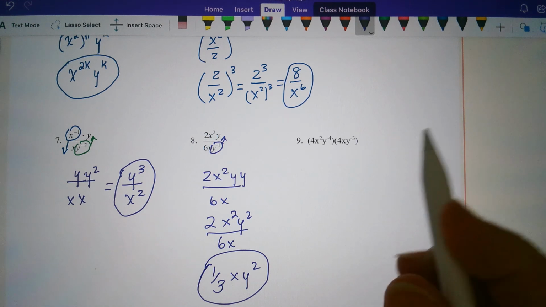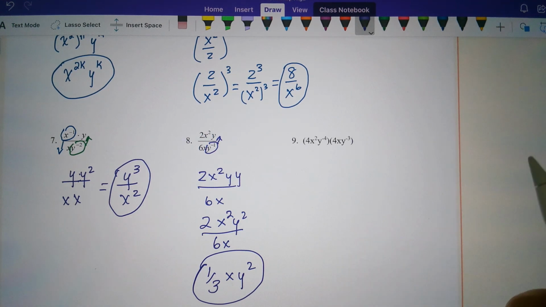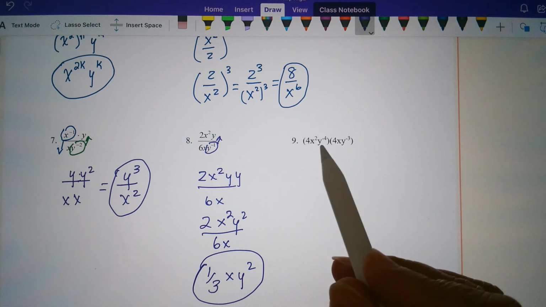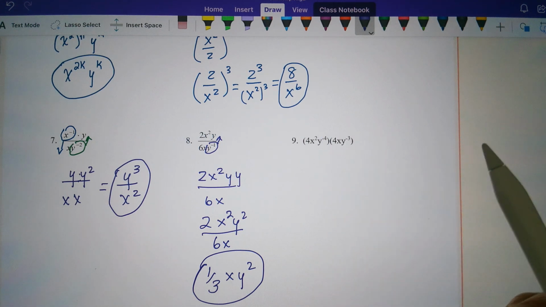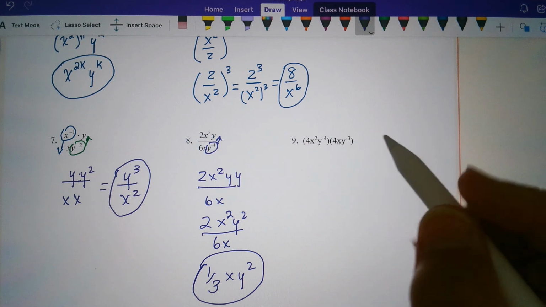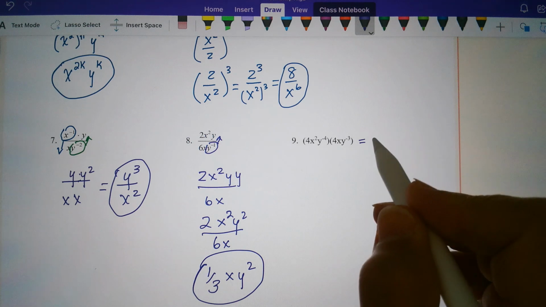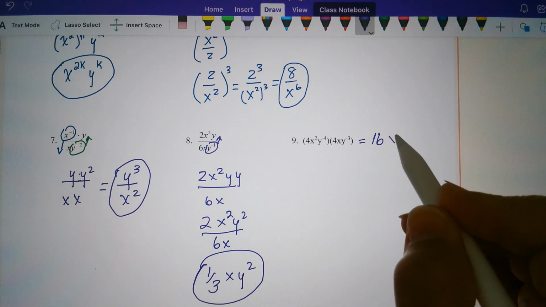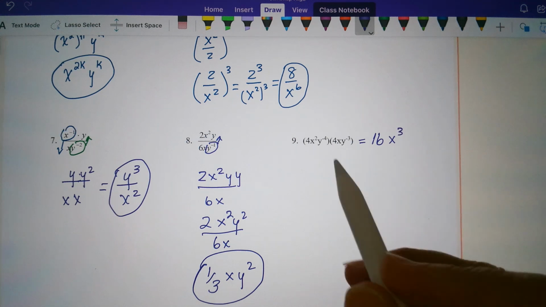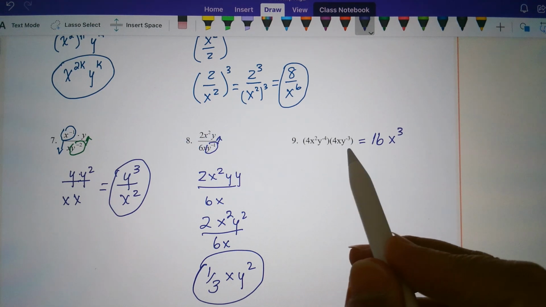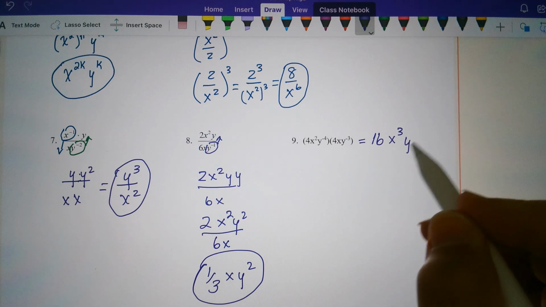And the last example, we're simply multiplying. There's nothing to do inside this parenthesis nor this one. All right, so we have 4 times 4, which is 16. X to the second times x to the first, we add the exponents, x to the third. Y to the negative 4 times y to the negative 3, adding the exponents is y to the negative 7.